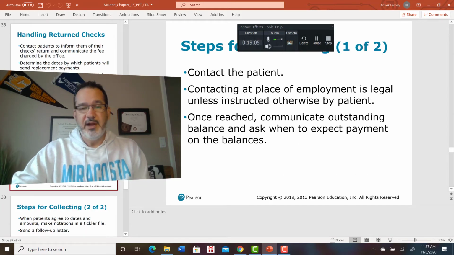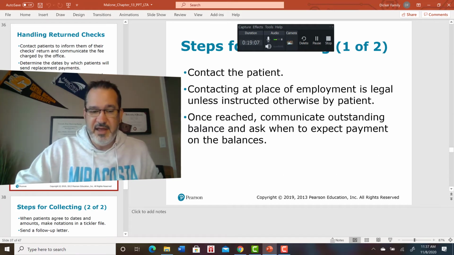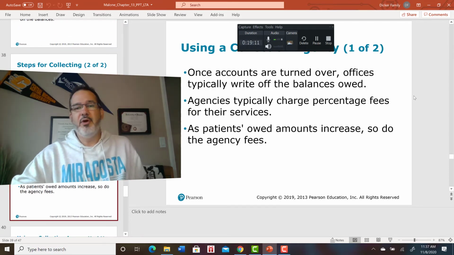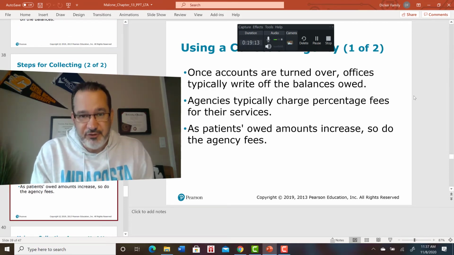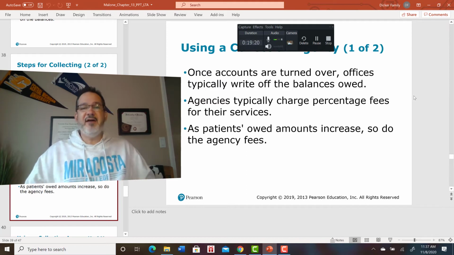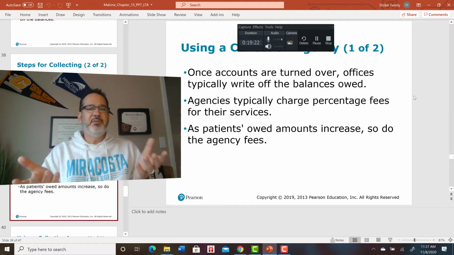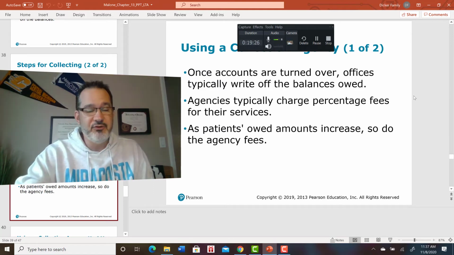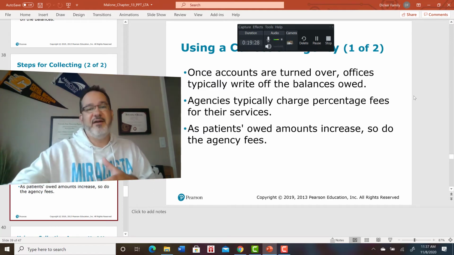So that leads us into how do we try to collect on those patients that we might have dismissed. Well, obviously we want to continue to try to make contact with them, but that may require us to, at that point, maybe use a collections agency. Now, this usually doesn't happen unless the patient owes a lot of money. So we have to weigh the difference between what they owe and how much it's going to cost us to use an outside company to chase after that.